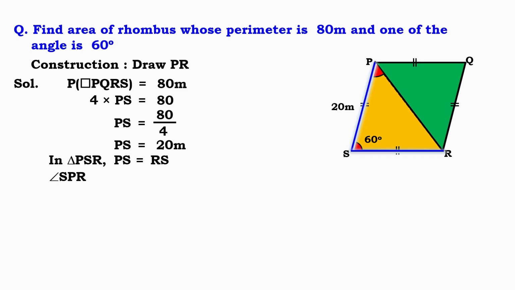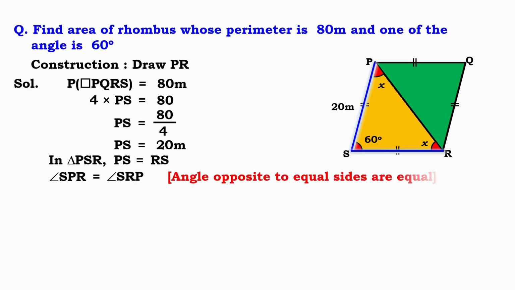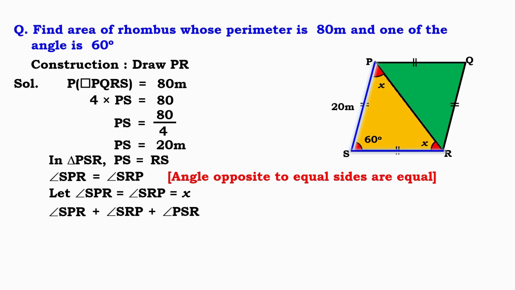Now if you take a look, since PS and SR is equal, so angle SPR is equal to angle SRP because they are the angles opposite to the equal sides and that should be also equal. So let us consider it as X. So angle SPR plus angle SRP plus angle PSR equal to 180 degree by angle sum property of the triangle. So now replace the values. This is X, SRP is also X and PSR is 60 degree.